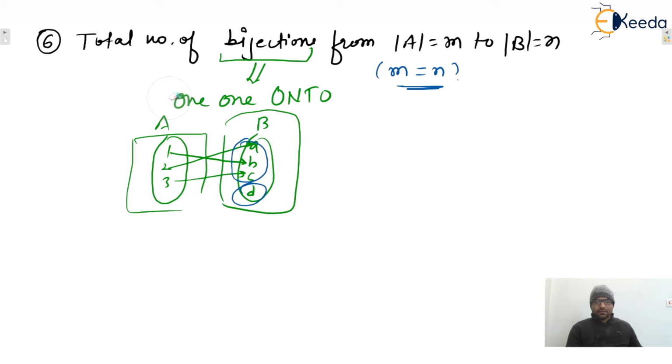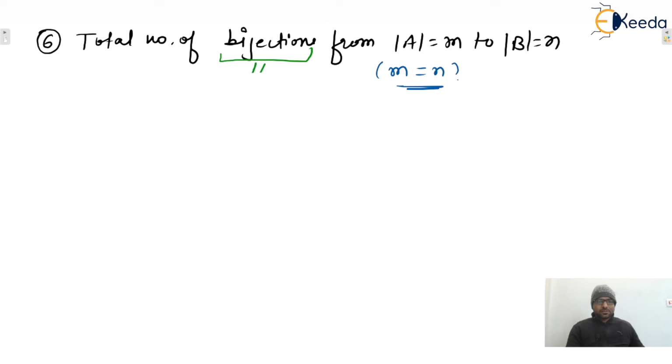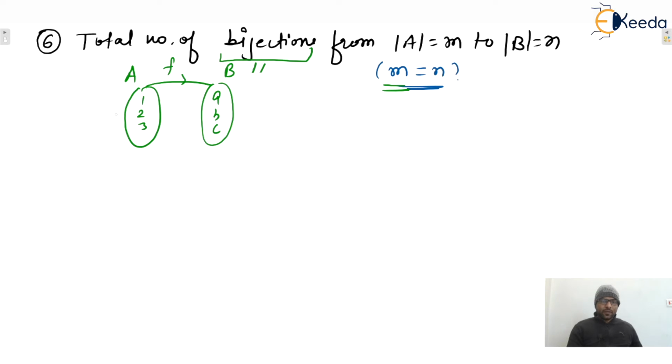Now bijection is possible when both the M and N values are equal. Let's say here 3 elements are there, and here also 3 elements. So total functions will be how many? One-one onto, that will be the permutation of these 3. We can assume these 3 elements as 3 persons, and ABC as 3 chairs. So these 3 persons can sit on 3 chairs in 3 factorial ways. So the answer will be 3 factorial only.